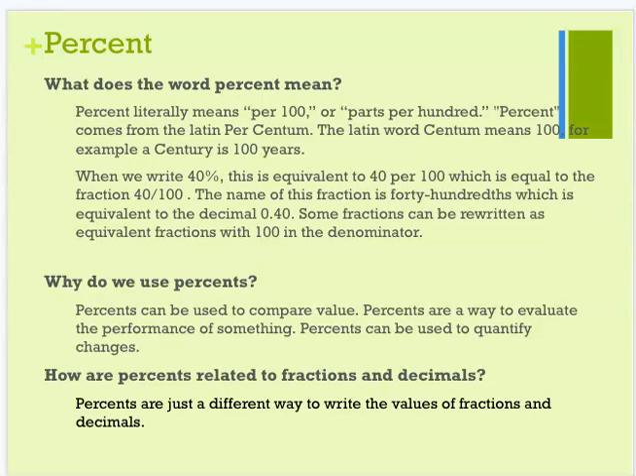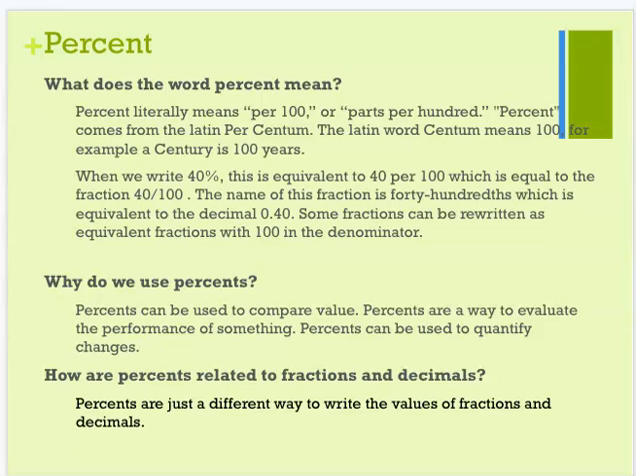So why do we use percents? Well, percents are really nice to compare values. So let's say you had two different students with quizzes. One student got 20 out of 25. The other student got 17 out of 18. It's hard to compare those unless we use common denominators and those kinds of things. But if we make them percents, it's easier to compare because it's making them have the same denominator of 100.